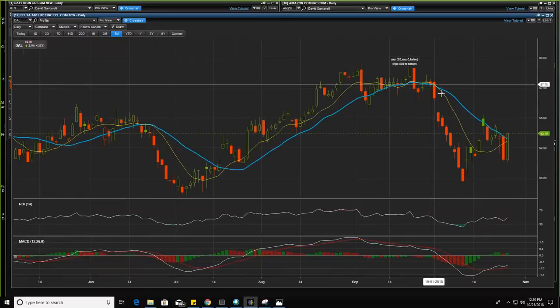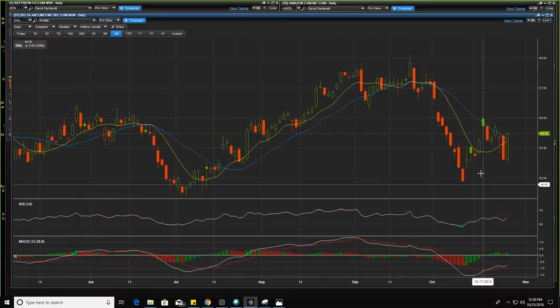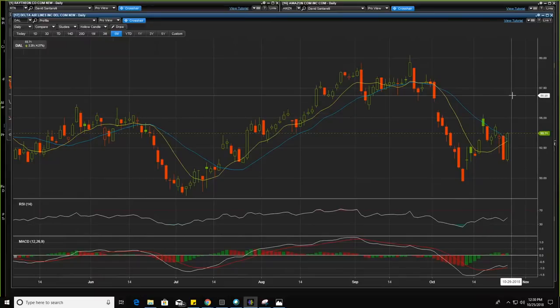And then look at here. You had the drop, the 10-day cross above the 20-day, and now what's going to happen? Are we going to rally? And now here's a stock that you want to put on your watch list, DAL.